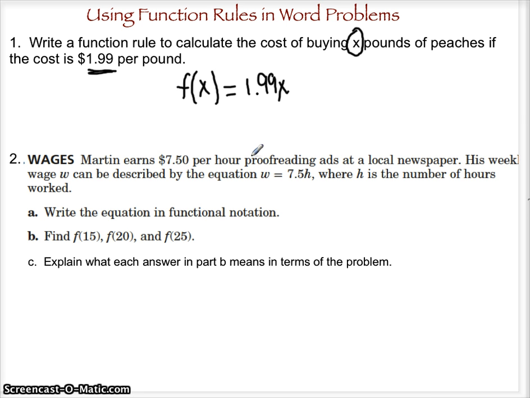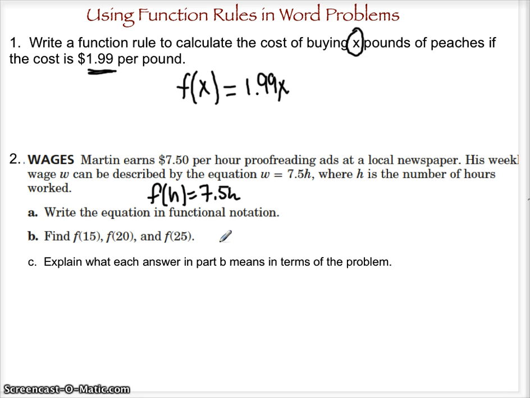Number two, Martin earns $7.50 per hour proofreading ads at a local newspaper. His weekly wage W can be described by the equation W equals 7.5H, where H is the number of hours worked. Write the equation in functional notation. So that would just be f of H equals 7.5H.